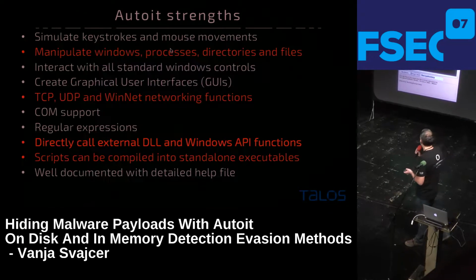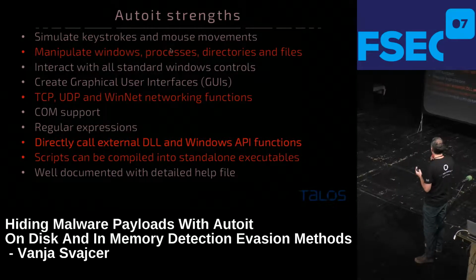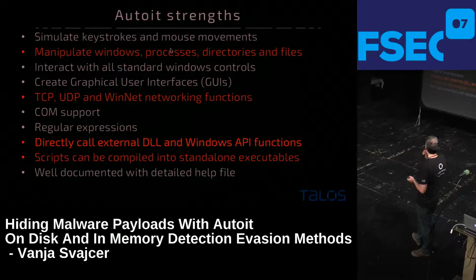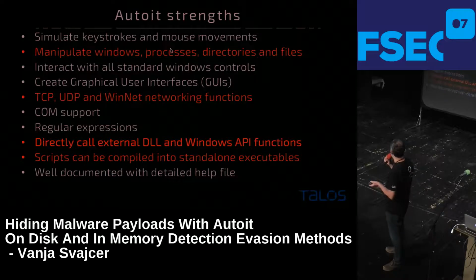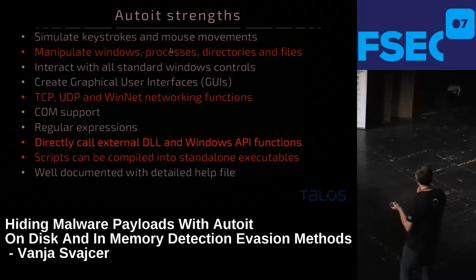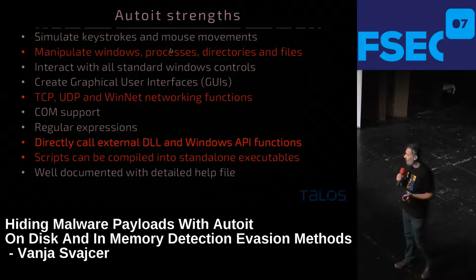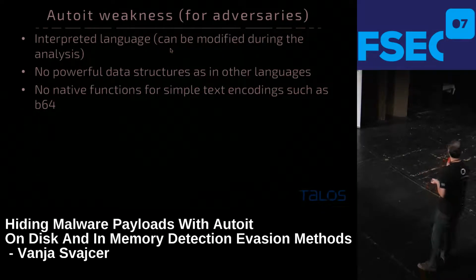ransomware would use. So what are the strengths of Autoit? I highlighted in orange-reddish the functions that are used by malware writers. Apart from simulating keystrokes, you can manipulate Windows processes. There's a full network stack. You can directly call Windows DLLs, which will prove to be crucial with process injection. And it also has a very well documented help file which will help you to develop your own script. So just an example of what the script looks like. It's a very basic language.